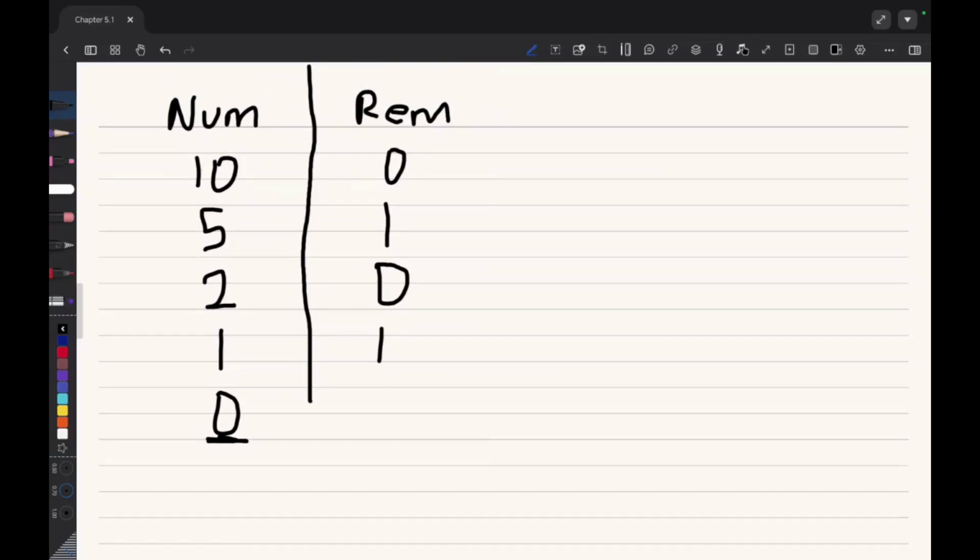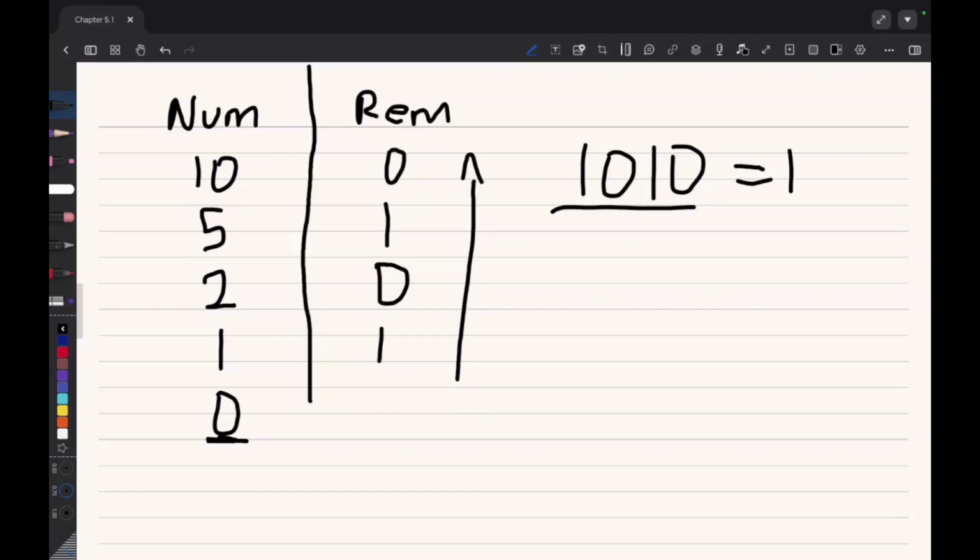Now, when you write the binary representation, you don't write them from the first one going down to the right. Instead, you have to write them from bottom to top. 1, 0, 1, 0. This is the binary representation of 10.